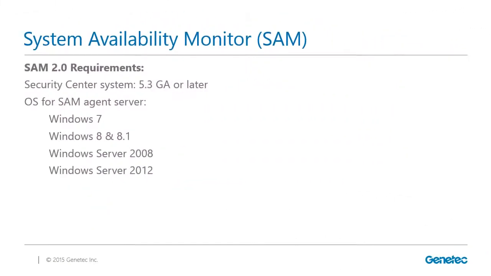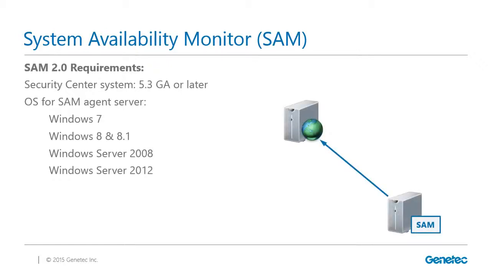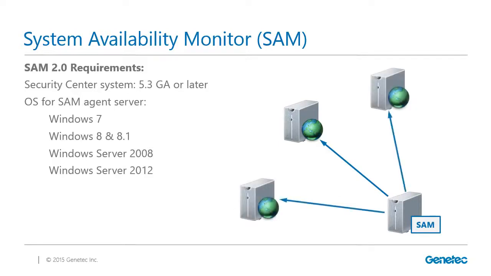To use the System Availability Monitor, you must be running Security Center version 5.3 or later, and the agent software will need to be installed on a Windows 7, 8, 8.1, Server 2008, or Server 2012 machine. If your directory server is not running one of these supported operating systems, you can choose to install SAM on a different machine and configure it to look for a different machine for the directory. In case you have the system configured with multiple directories for failover purposes, we recommend installing SAM on an independent machine that will not be affected by a failover condition.